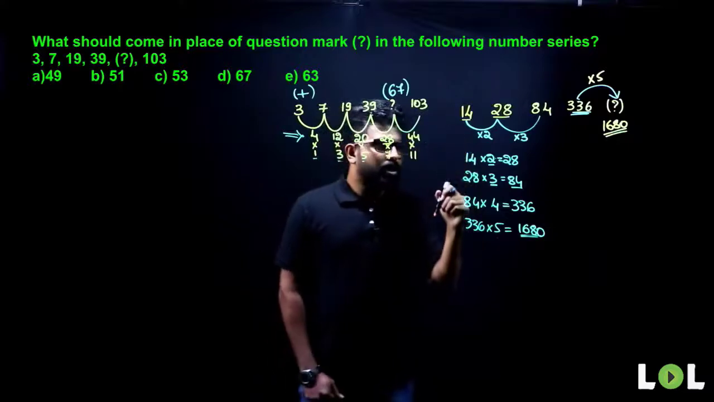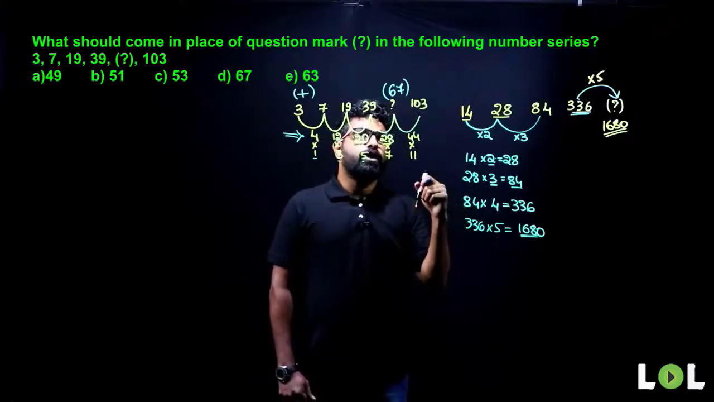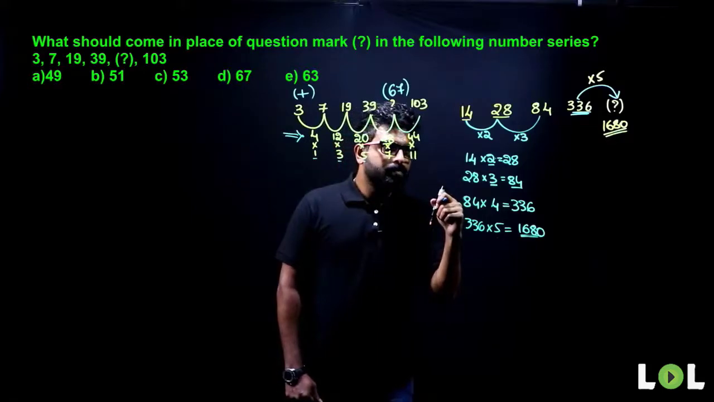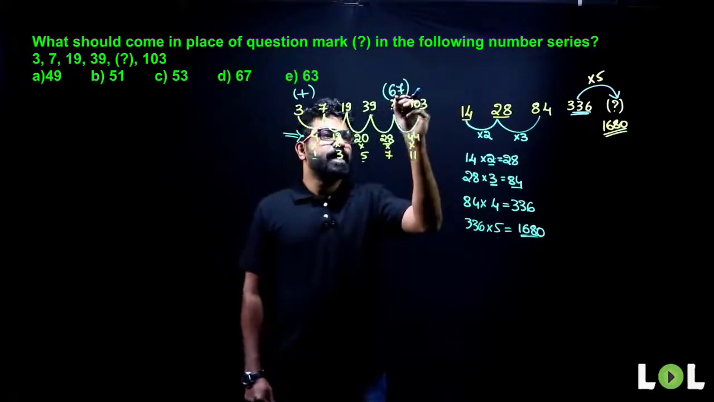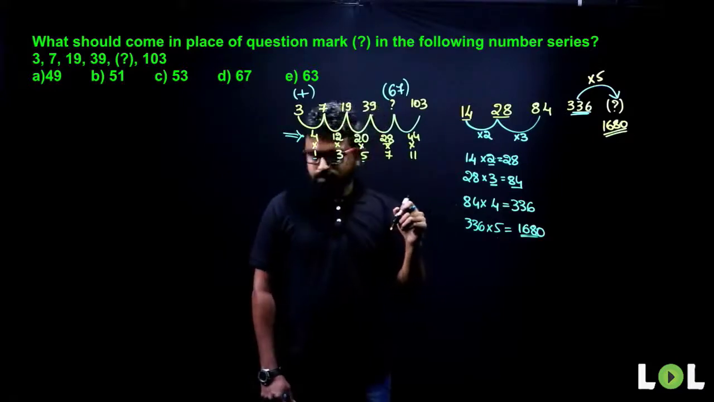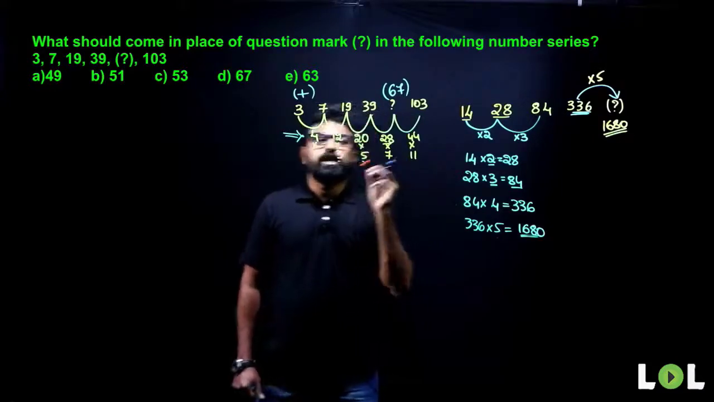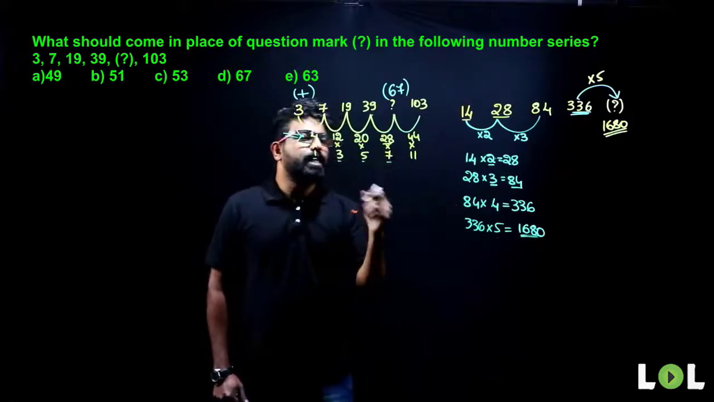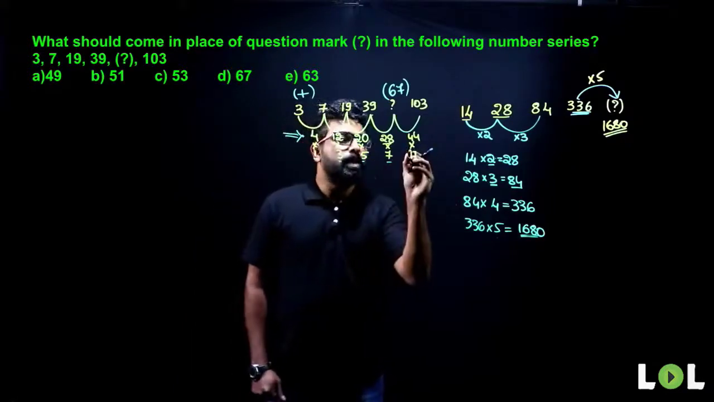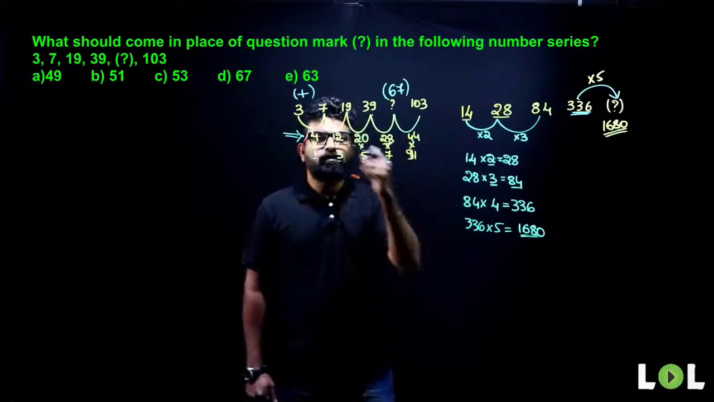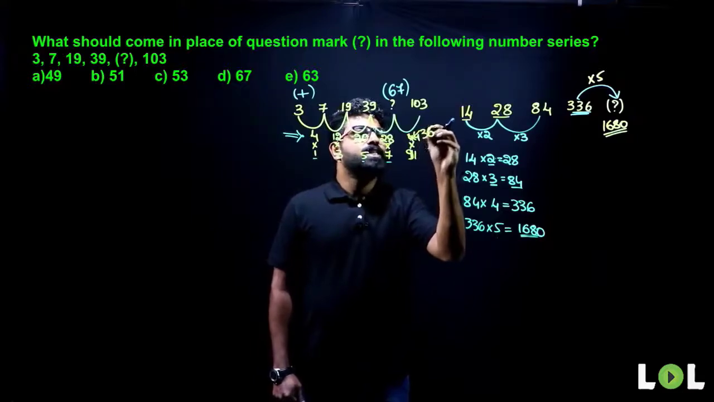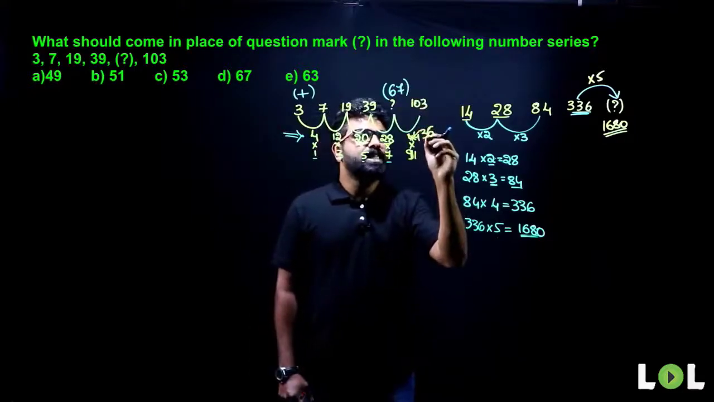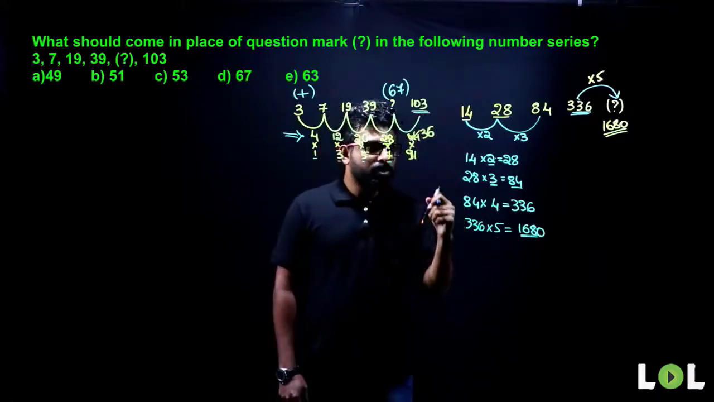Is my term wrong here, or is it correct? 103 is correct. So probably I made a small mistake here. Sorry, look at this. 1, 3, 5, 7 are not prime numbers. They are odd numbers. So it should be 9. So 4 into 9 should give me 36. I need to add 36 to 67. 67 plus 36 gives me 103. So I'm getting the proper answer.